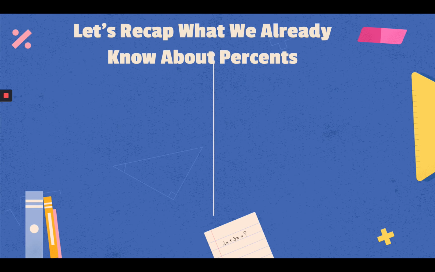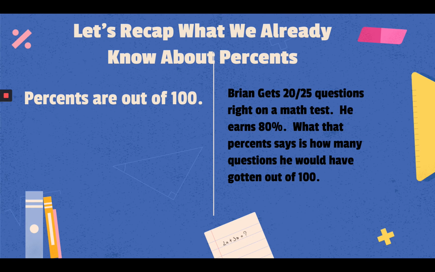So let's recap what we already know about percents. The first thing most of us know is that percents are out of 100. So percents take all things and make them out of 100. An example is Brian gets 20 out of 25 questions right on a math test. So he got 20 questions, there was 25 total. He got an 80% score. What that percent says is how many questions he would have gotten out of 100. So if Brian got 20 out of 25 right, then if there was 100 questions, he would have gotten 80 right. He takes everything and makes them out of 100.